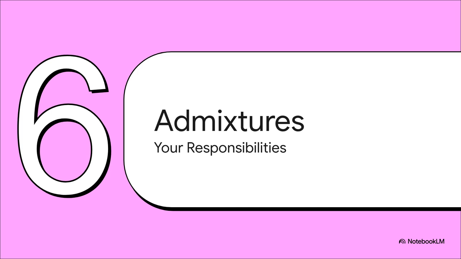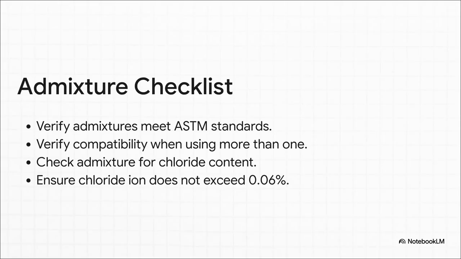Finally, let's talk about admixtures. These are powerful tools, little chemical modifiers that can do amazing things for concrete. But they come with their own set of rules. And guess what? You're the one who has to enforce them. Your role isn't to be a chemist, it's to be a verifier. You're running through a checklist. Is this the right admixture for the job? Is it compatible with the other ones being used? And critically, does it meet the chemical limits, especially for things like chlorides, which can cause the rebar to rust from the inside out?